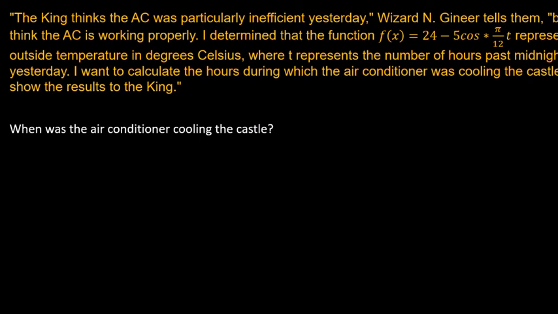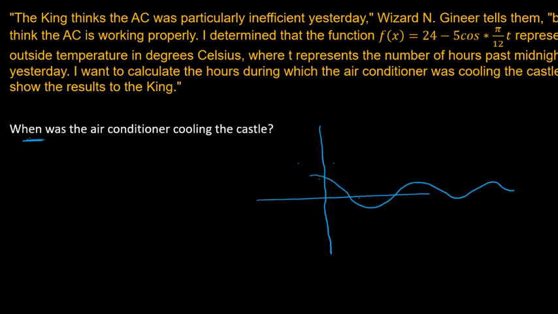And it says, when was the air conditioner cooling the castle? When was the air conditioner cooling the castle? So we're still using the information that you got in your last answer. So if you remember, my graph was doing something, I don't know, let's see, like this, right? This is not an exact representation. I'm just kind of using it as an example.